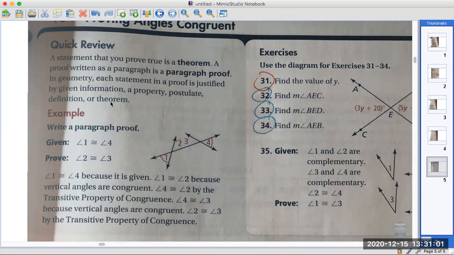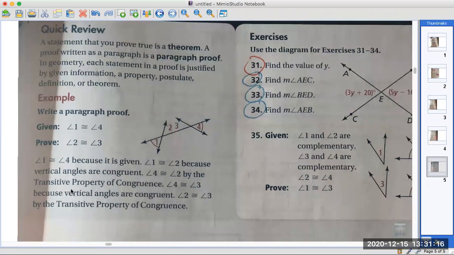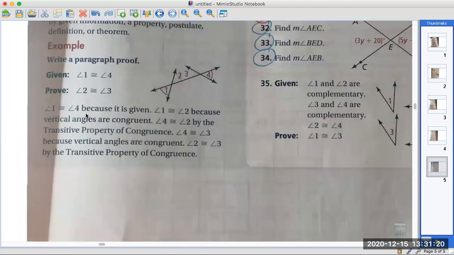In geometry, each statement in a proof is justified by given information, a property or rule, a postulate, which is an unproven statement, a definition, or a theorem. And there you are, you got a paragraph proof. See how it's written like a paragraph? So you kind of lay it out like you would talk about it.